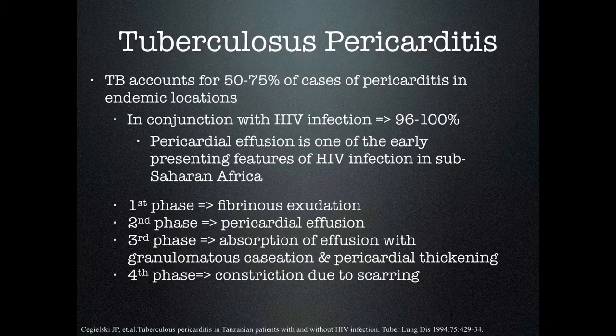The first phase is a fibrinous exudation. Second phase is when it turns to a pericardial effusion. The third phase is absorption of the effusion with granulomatous caseation and pericardial thickening. This thickening leads to scarring and constrictive pericarditis in phase 4.